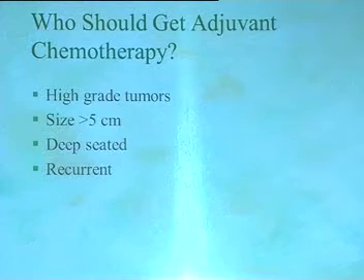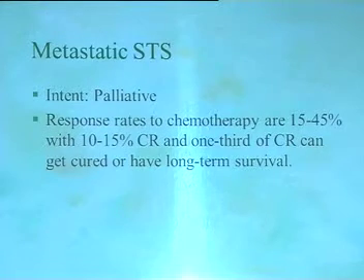Who should get adjuvant chemotherapy? High-grade tumors, size more than 5 centimeters, deep-seated, and recurrent. That is the general accepted principle. In metastatic, the intent is palliative. The response rates are 15 to 45%, and actually 1/3 or 10% of those who have a response actually have a CR. And 1/3 of these can have a prolonged survival as well.